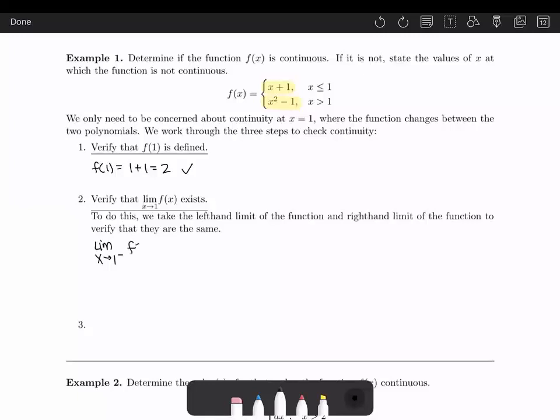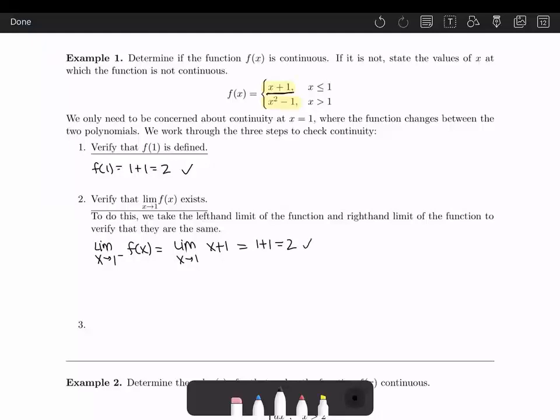What we can do is rewrite this as the limit as x goes to 1 of x plus 1, which is how our function is defined to the left of 1. And then we just evaluate the limit like normal. Remember, because polynomials are continuous, to find this limit, we just take the function value at that point, because the function value and the limit are the same. So we get 2. Okay, our left-hand limit is defined.